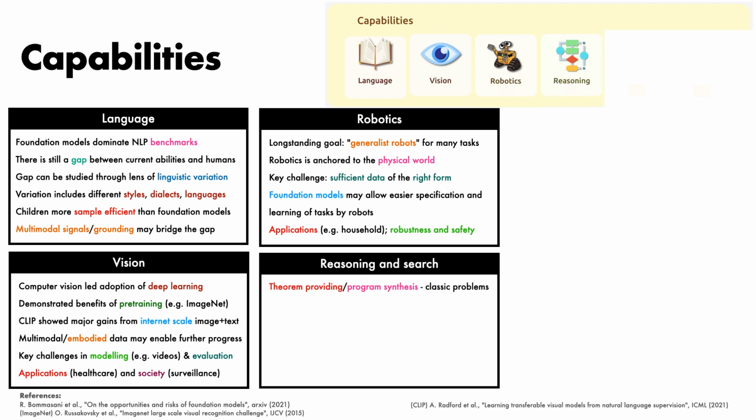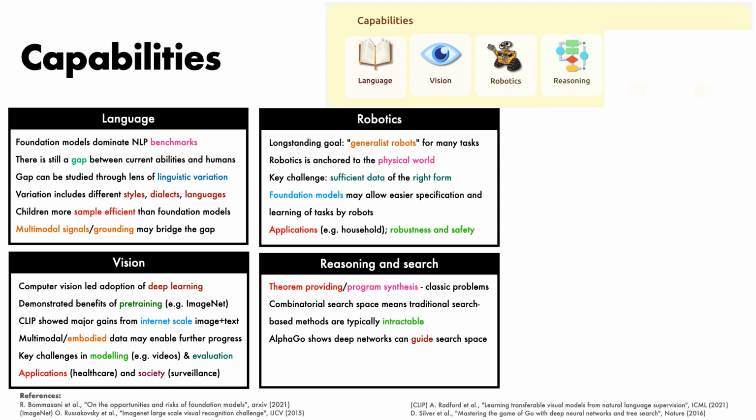Reasoning and search problems, such as theorem proving and program synthesis, are among the classical, long-standing challenges in the field of AI research. The combinatorial search space associated with such problems means that traditional search-based methods are typically intractable for these tasks. Humans appear to tackle these problems, at least to some extent, by operating intuitively, and works such as AlphaGo have already shown that deep neural networks can be highly effective in guiding the search space.